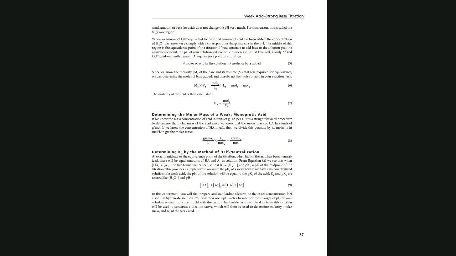First, I have to standardize the sodium hydroxide solution. To standardize, I'm using KHP, and KHP is not potassium, hydrogen, and phosphorus. It's actually potassium hydrogen phthalate. This solid is more stable, so it can actually be used as a primary standard. So we can titrate the sodium hydroxide using the KHP in order to find the exact concentration.